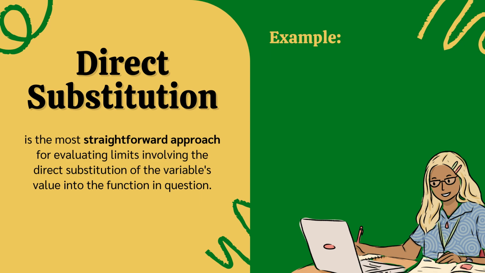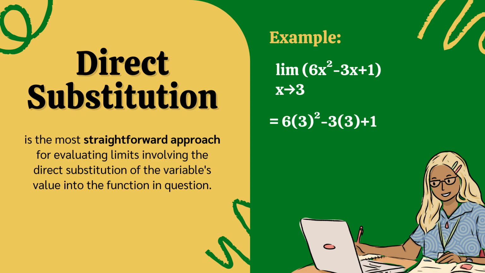Now, let's have an example. Now we have the limit of 6x squared minus 3x plus 1 as x approaches 3. To find this, we substitute x equals 3 into the function. After plugging the value 3 into the function, we need to evaluate this expression.